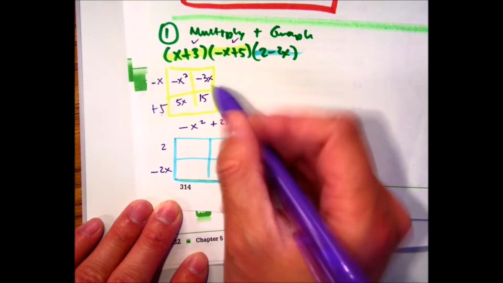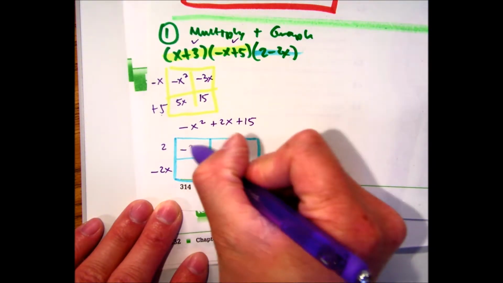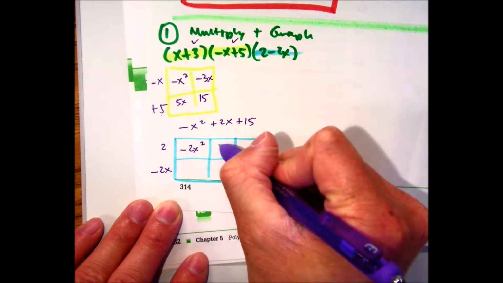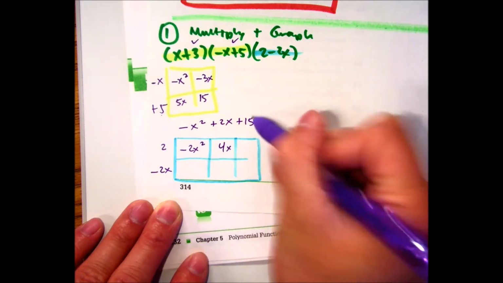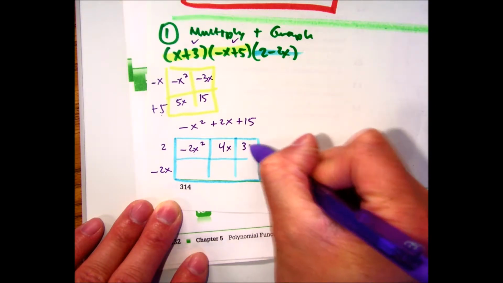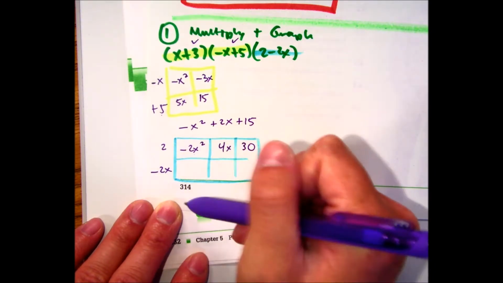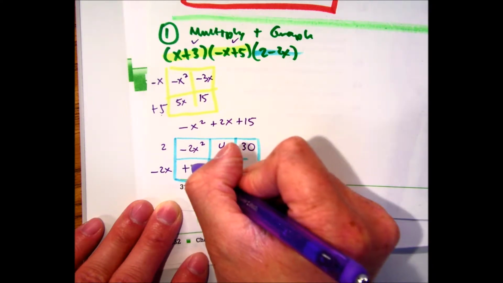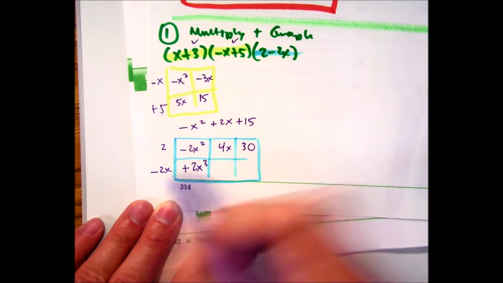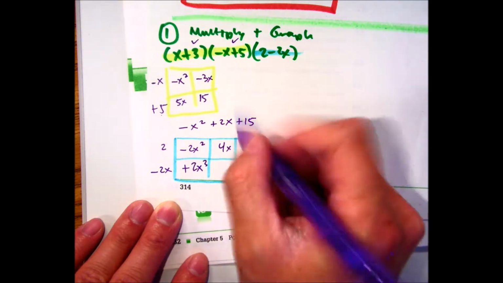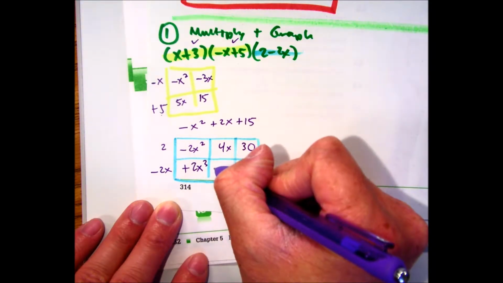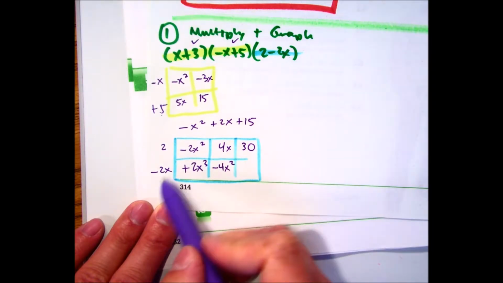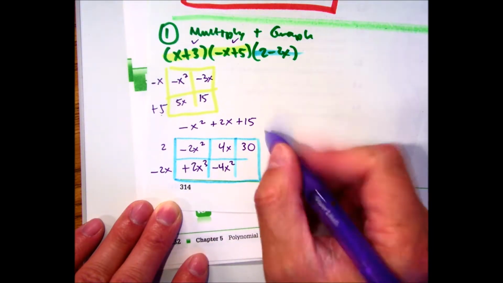Plus 2 times negative x squared. 2 times 2x. 2 times 15. Negative times negative. Negative 2x times x squared. Negative 2x times positive 2x. Negative 2x times 15.